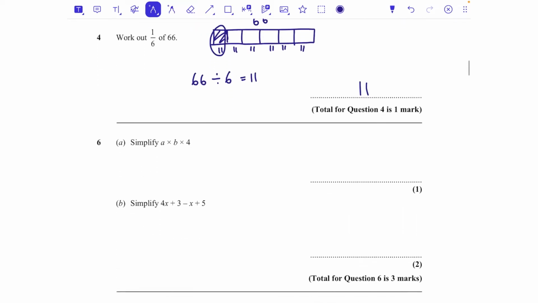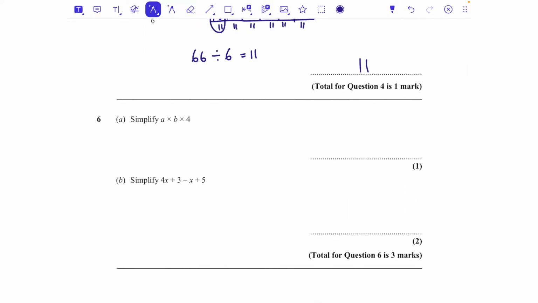but we just want one of those sections, so 11 would be our answer there. Question number 6, simplify A multiplied by B multiplied by 4. Now, when we write algebra and they're multiplying together, we don't tend to write the multiplication signs because it can look a little bit like an X. It can be a bit confusing, so we're just going to write that as 4AB, and the 4 goes in front and the letters come after, and we tend to write them in alphabetical order, but if you did write 4BA you would still get the marks there.